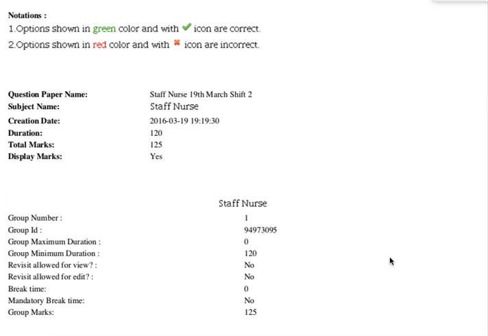This question paper is also important for other staff nurse exams. So let's see.